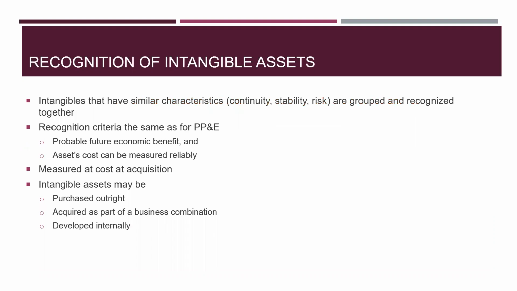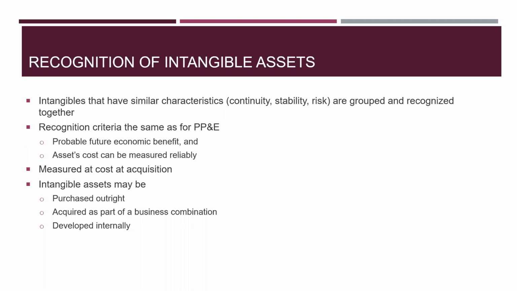Now, your intangible assets have a similar idea to your property, plant, equipment. If we have any intangible assets that have the same characteristics, such as continuity, stability, or risk, then we put them in the same group and recognize them together, which means that they will be amortized together as well. In terms of recognizing the intangible assets, again, the criteria is the same as we apply for property, plant, and equipment. The only difference between PP&E and intangibles is the presence of physical substance or the lack of.